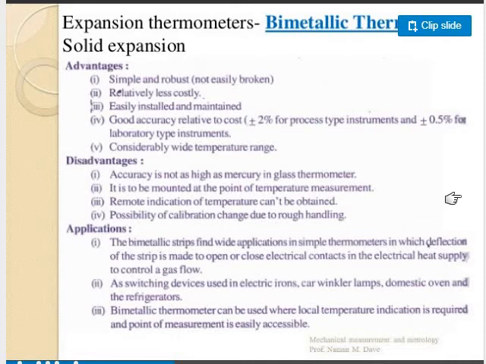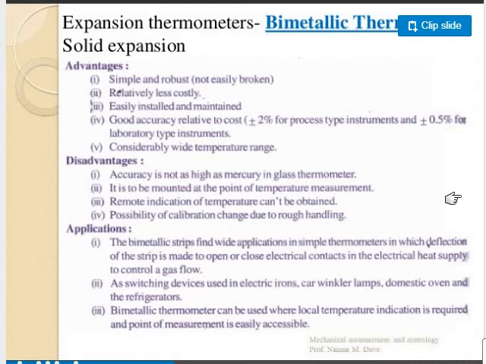So coming to the advantages, it is simple and robust, so it is not easily broken, relatively very low cost, easily installed and maintained, good accuracy relative to the cost, so plus or minus 2% for process type instruments and 0.5% for lab type instruments. So for lab, we are having 0.5% accuracy, and for process type, in manufacturing units, a considerably wide temperature range, even up to 550 hot, as we saw.